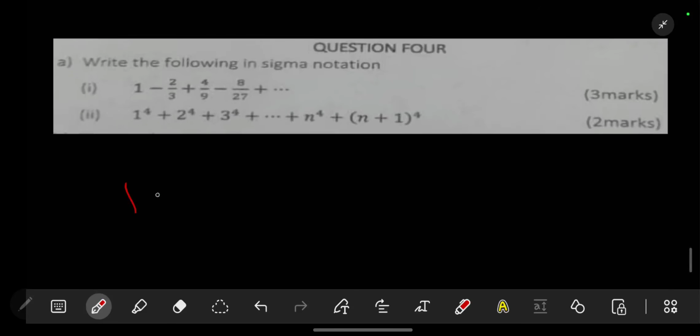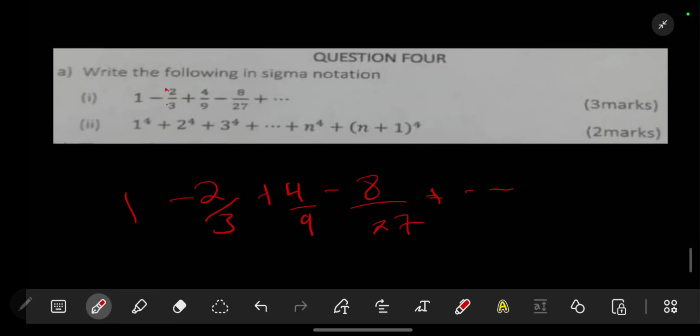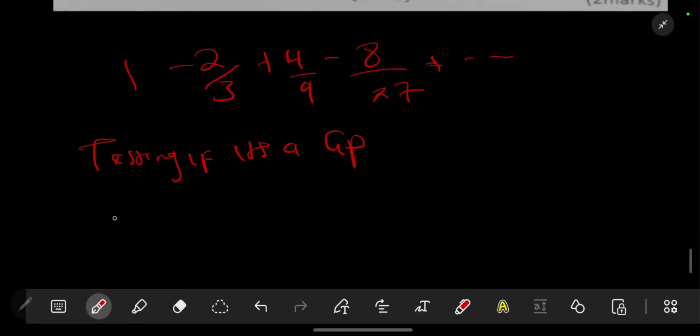Our fourth one says we have 1 minus 2 over 3 plus 4 over 9 minus 8 over 27 plus and so on. What we are required to do is the sigma notation. Immediately you see division, your idea should be it's a GP. So you are going to test if it's a GP. You find the common ratio, which is term number 2 over term number 1. The common ratio is also term number 3 over term number 2.